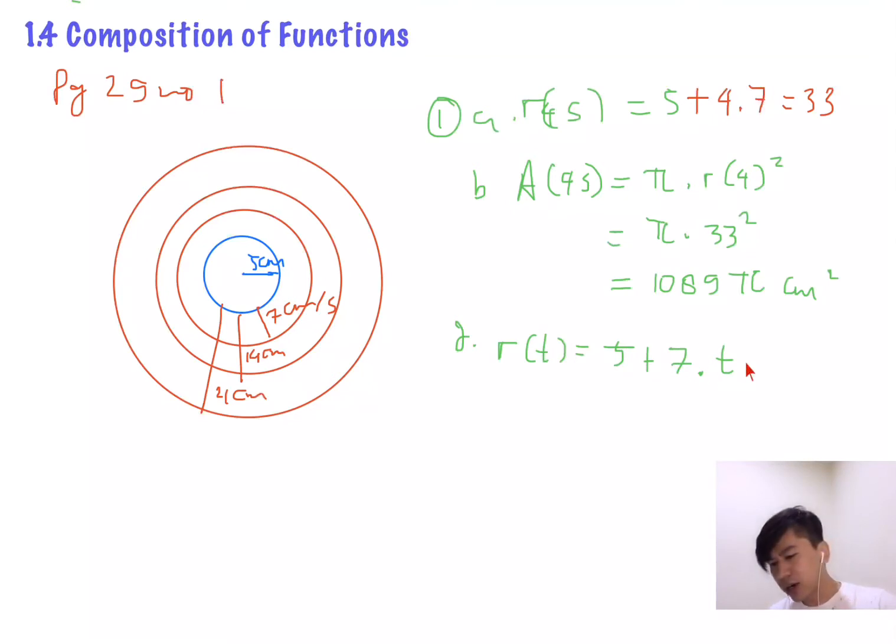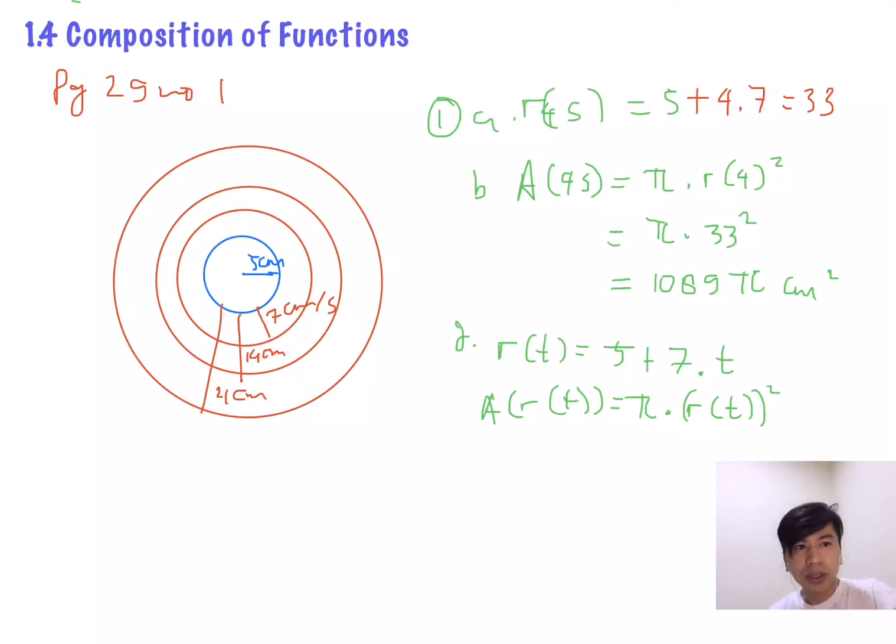And then A of R of T as a function of T. So A of R of T, this is the composition of functions. Since we have pi times R squared, and R is R of T, we'll have something like this, equal to pi times, and then I'll substitute the R of T into this one, (5 plus 7T) squared.